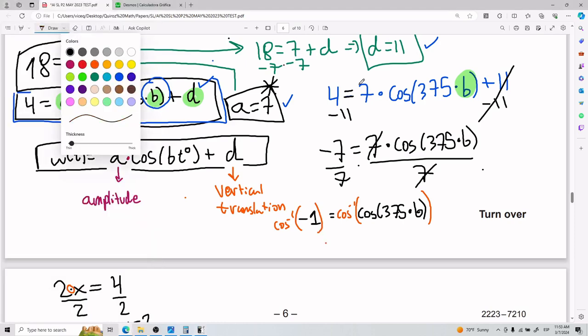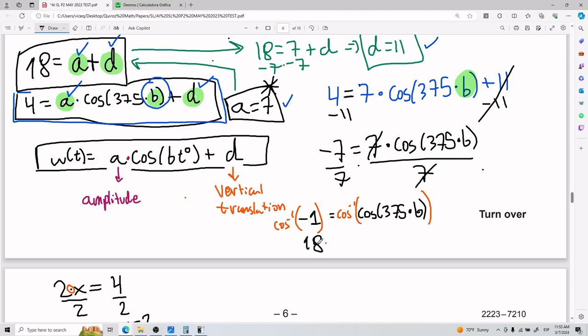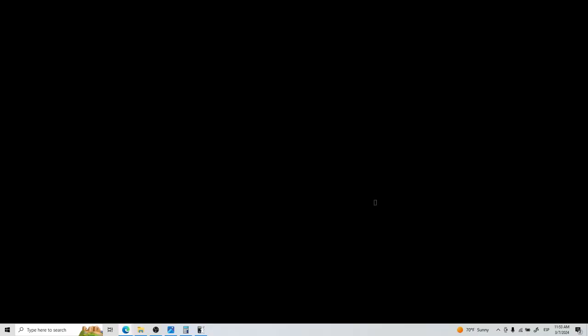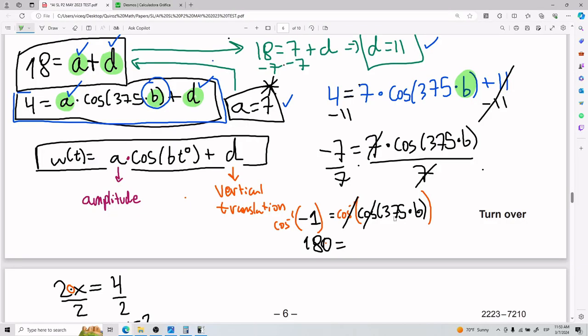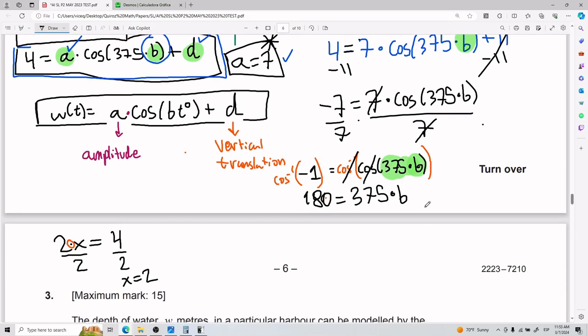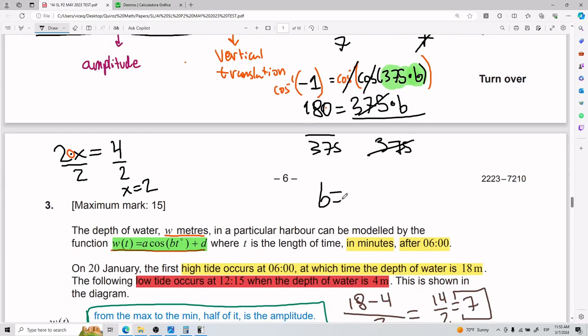So on this left side, I end up with 180 equals, well, the cosine inverse makes this go away with this. The parentheses inside stay the same. So I end up with 180 equals 375 times b. To keep getting b alone, you divide by 375. Divide by 375 to both sides. This goes away with this. B equals 180 divided by 375.